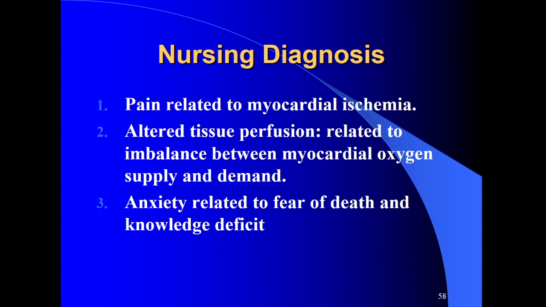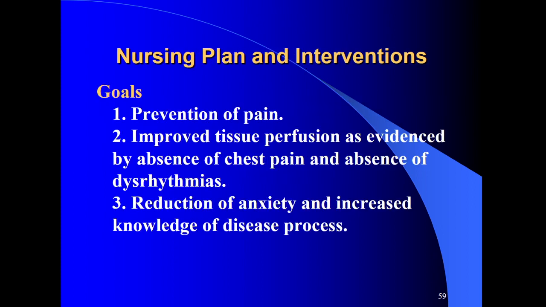Nursing diagnoses are pain related to myocardial ischemia, altered tissue perfusion related to imbalance between myocardial oxygen supply and demand, anxiety related to fear of death, and knowledge deficit. Plan and interventions. Goals: prevention of pain, improved tissue perfusion as evidenced by absence of chest pain and absence of dysrhythmias, reduction of anxiety, and increased knowledge of disease process.